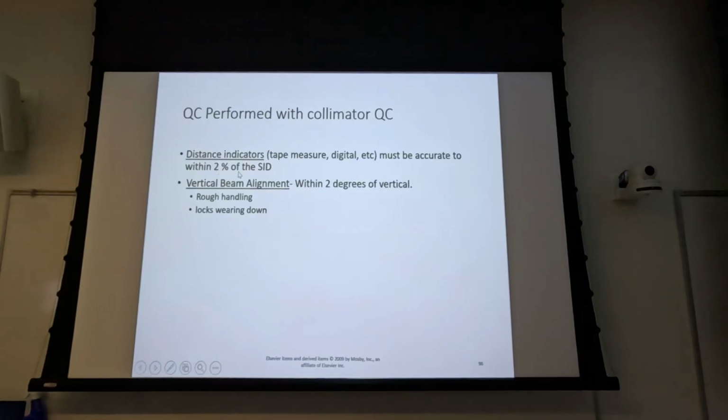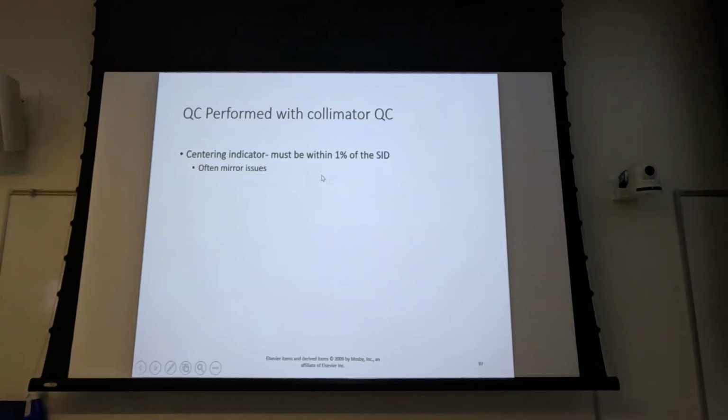Distance indicator, first thing, it has to be present, make sure you don't break off the tape measure, and then it's got to be within 2 degrees of SID. Centering indicator must be within 1% of the SID. Again, often mirror issues.